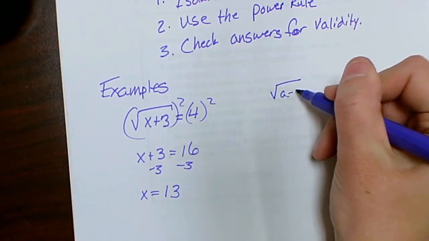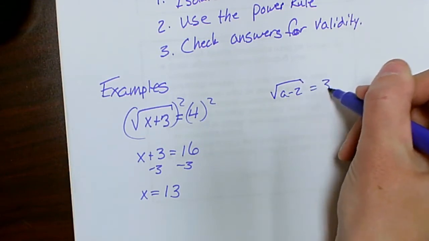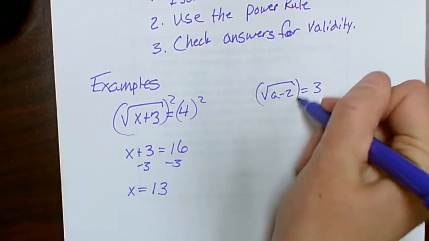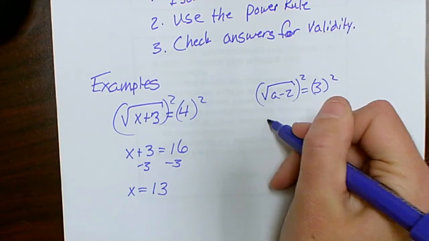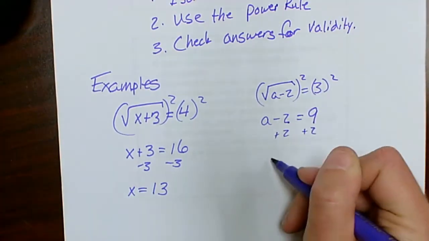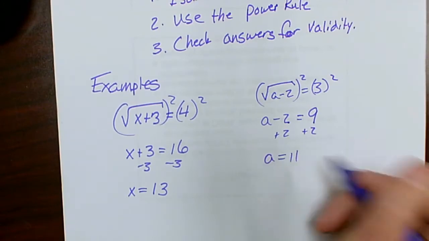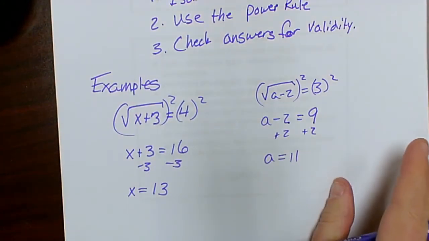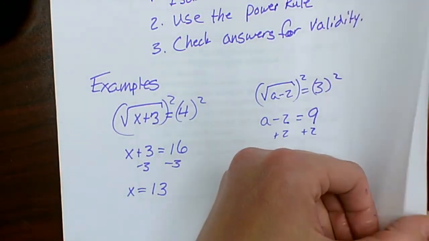Square root of a minus 2 equals 3. Square both sides. So we get a minus 2 equals 9. Add the 2 over, so a equals 11. Easy enough.